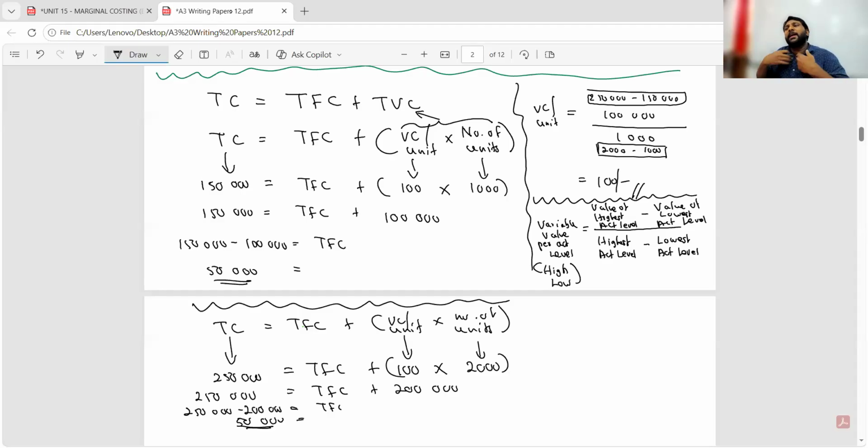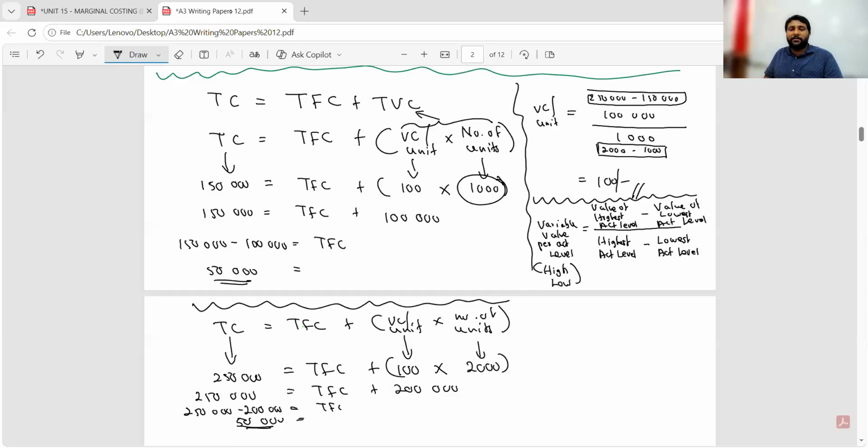So you can use whatever value and do the calculation. It's up to you. Use 1000 or use 2000, get the fixed cost sum. Then first tell me how to calculate the variable cost per unit. Everyone tell me. Difference of the total cost divided by the difference of the quantity will give you the variable cost per unit. Using that variable cost per unit, you can find out the total fixed cost. Right?